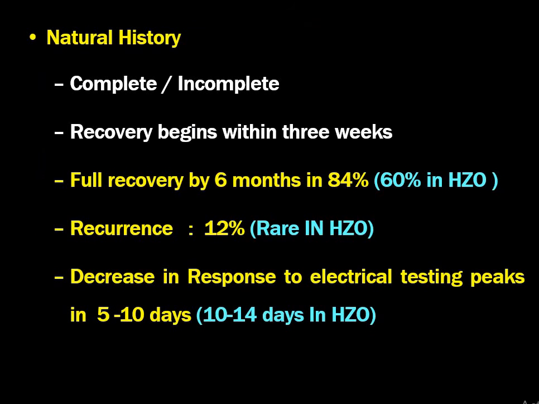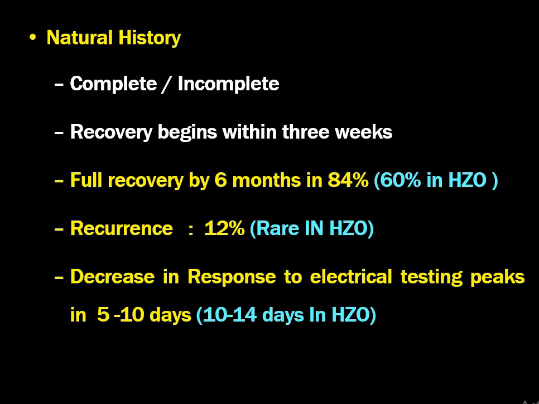What is the natural history of Bell's palsy? Bell's palsy might present by 3 hours to 3 days. It might be complete or incomplete. Recovery begins within 3 weeks. There shall be full recovery by 6 months in around 84% of individuals. But in case of herpes zoster oticus, there will be only 60% full recovery. Recurrence is commoner in Bell's palsy, around 12%, whereas in herpes zoster oticus, recurrence is less.